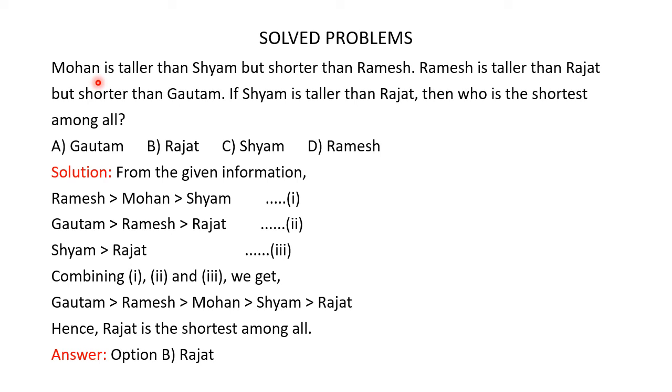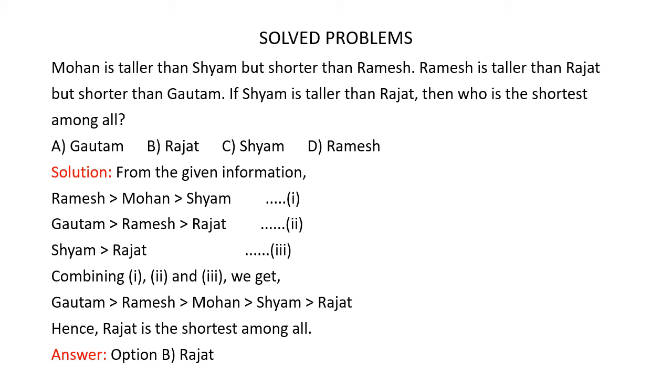Mohan is taller than Shyam but shorter than Ramesh. Ramesh is taller than Rajat but shorter than Gautam. If Shyam is taller than Rajat, then who is the shortest among all? You are given 4 options and you have to find out which of these options is the correct one.